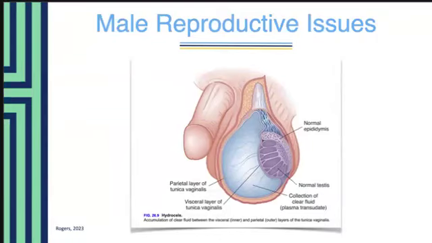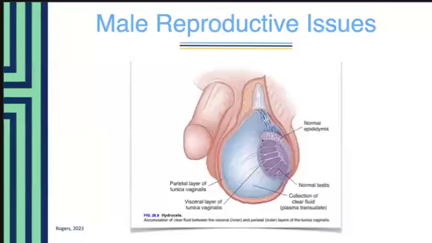This is an abnormal accumulation of fluid between the layers of the tunica vaginalis, the membrane surrounding the testicle. So the primary feature is a painless swelling or enlargement of the scrotum due to the fluid collection. Although I will say I've cared for males that had this, and it can be painful. It just depends on the patient and the situation.